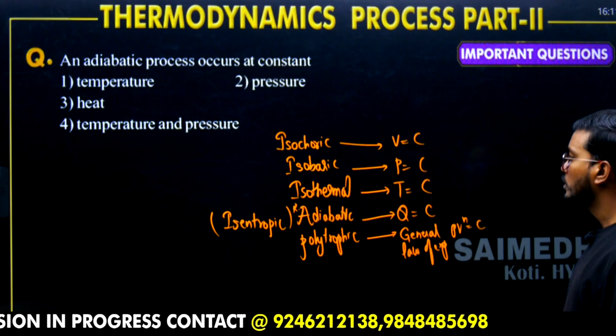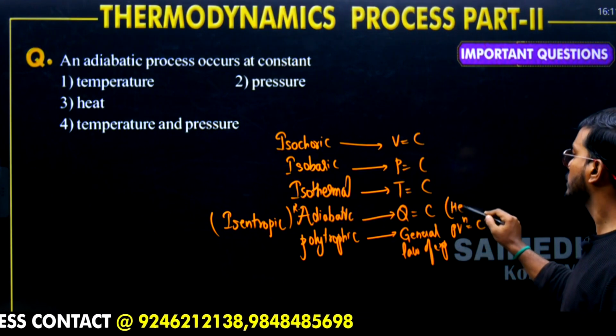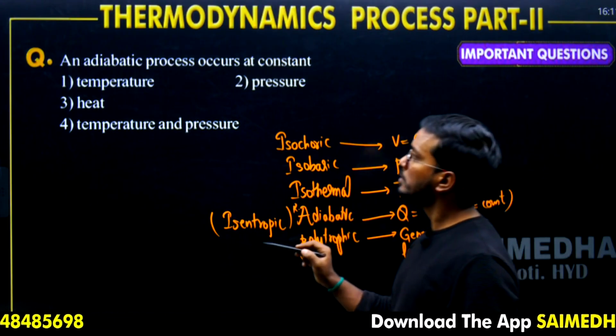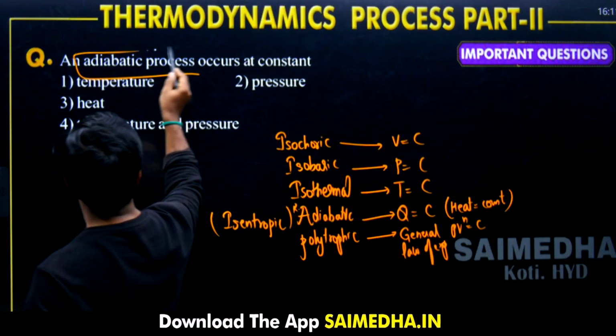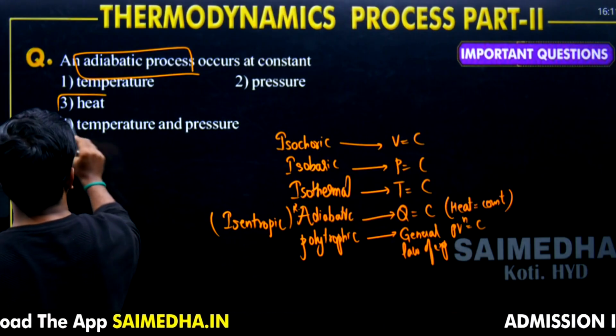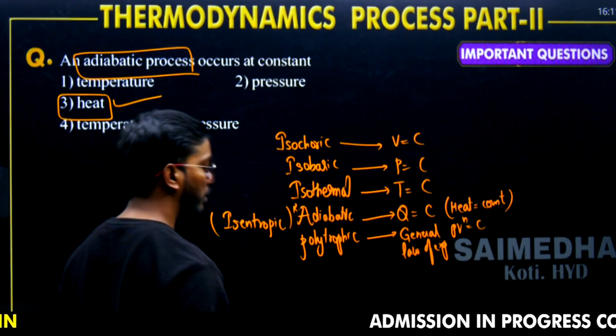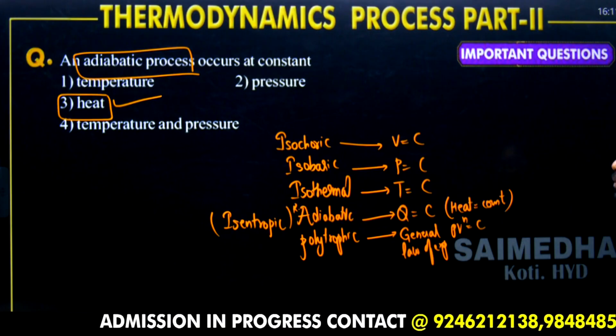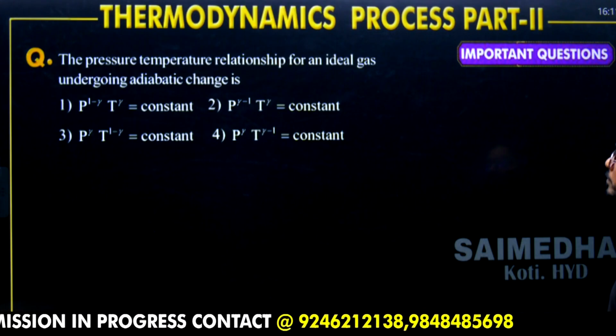So heat is constant is given in which process? Adiabatic process. Adiabatic process occurs at constant dash. What is the correct answer? Heat is going to become your correct answer. Go through it once.